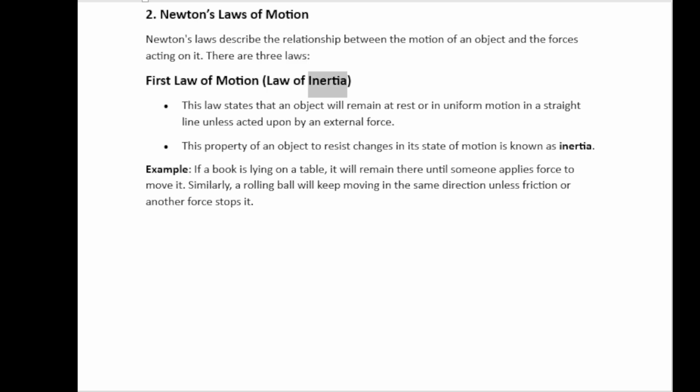First law of motion, law of inertia. This law states that an object will remain at rest or in uniform motion in a straight line unless acted upon by an external force. This property of an object to resist changes in its state of motion is known as inertia.